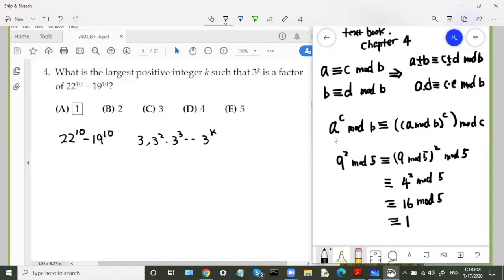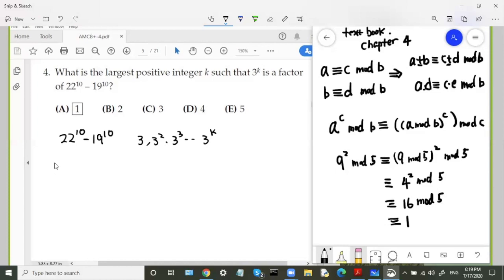Then let's look at the power rule. If we have a base A to the power of C divided by B, we need to find the remainder. So we can divide A by B, find the remainder first, then raise to the power of C, then take the modulo again. So for example, we have 9 to the power of 2 divided by 5, and what is the remainder? That means modulo 5. So we use 9 modulo 5 first, then square, then modulo 5 again. So 9 modulo 5, the remainder is 4, square, then modulo 5. So then 16, 4 squared, 16 modulo 5. So the remainder equals 1.